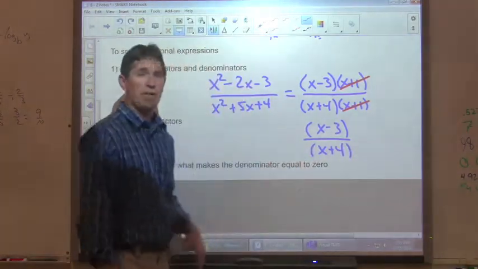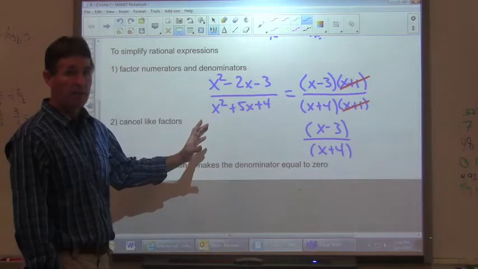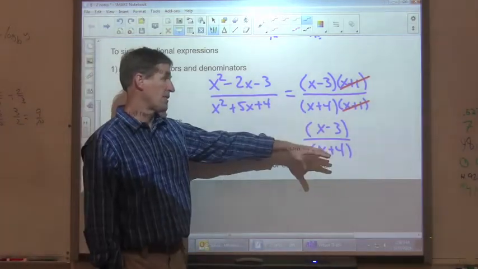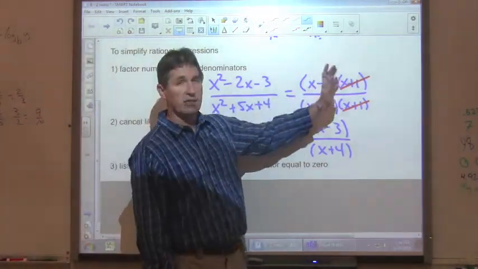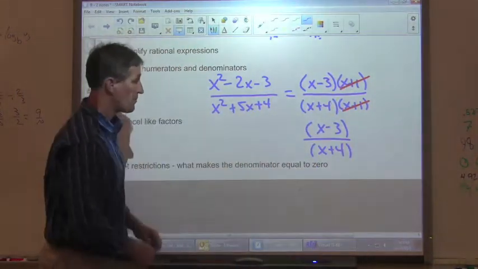Now, I leave the parentheses there. The book may not. It doesn't make any difference unless you have something outside. You can drop the parentheses. That's all that's left. If you have two things left in either the numerator or the denominator, then you do have to leave those there.